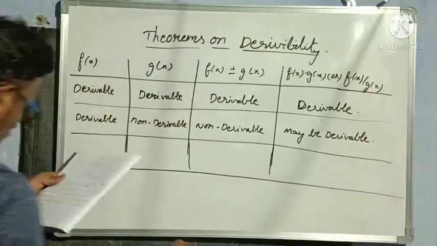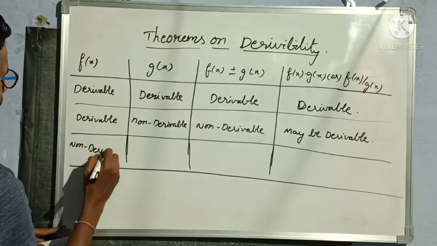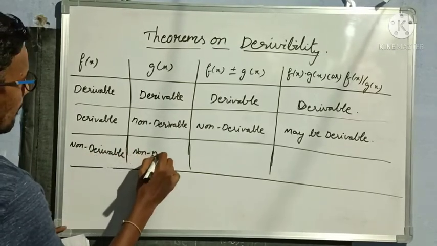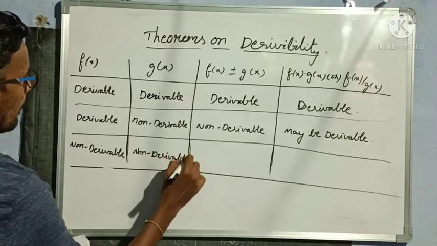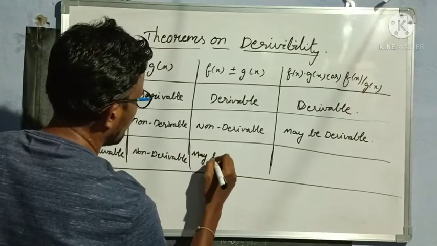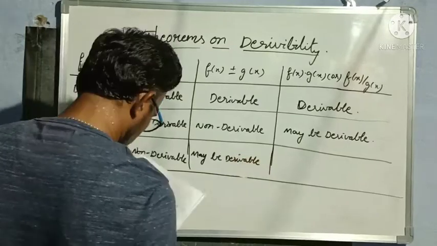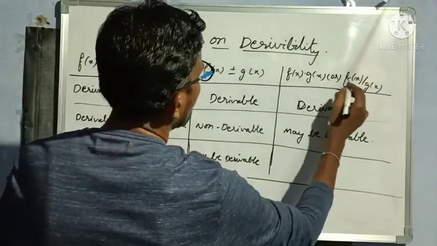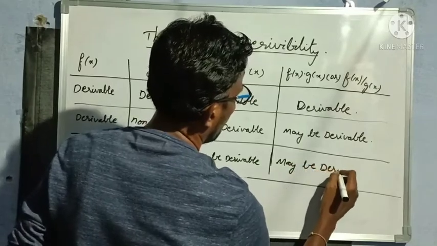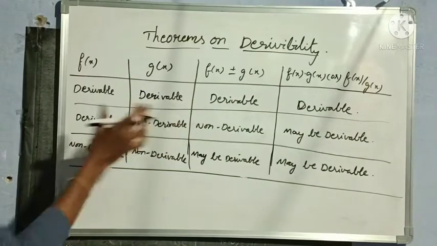Okay. Next, here f of x is non-derivable and g of x is also non-derivable. Then f of x plus or minus g of x may be derivable, and f of x into g of x or f of x by g of x may be derivable. This table is very, very important. Try to remember this table.